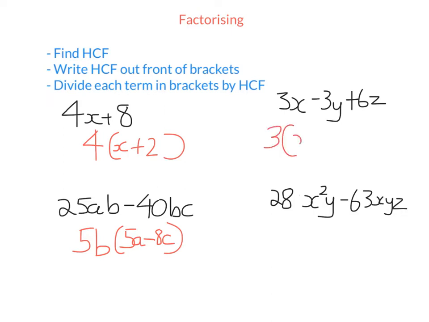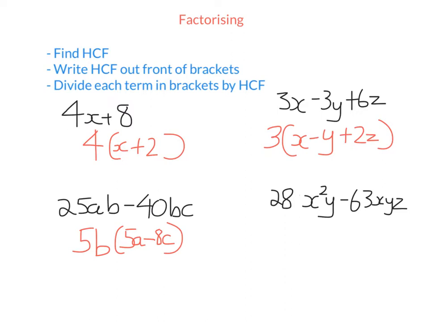So what do I times by 3 to get 3x? What do I times by 3 to get negative 3y? What do I times by 3 to get 2z? And we're done. All right, this last one here is a bit tricky. Firstly, the numbers. The highest common factor of 28 and 63.